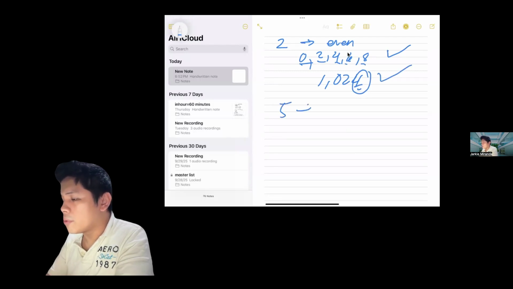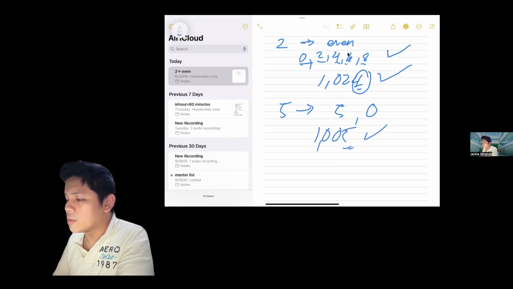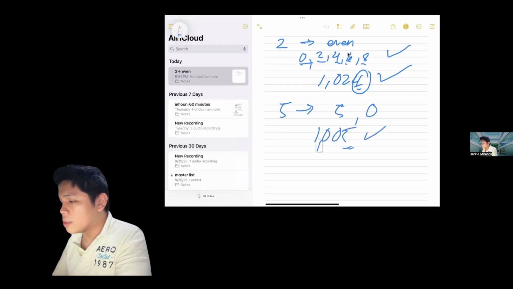How would you know if a number is divisible by 5? Simply if they are ending in 5 and 0. So, of course, if this is 1005, then therefore it is divisible by 5 because those things are very easy.